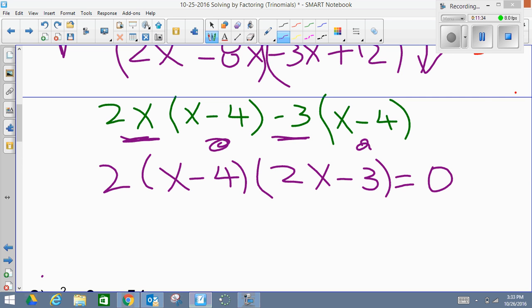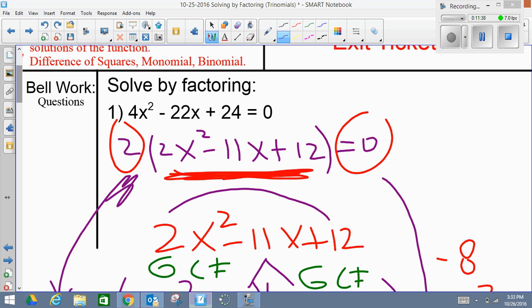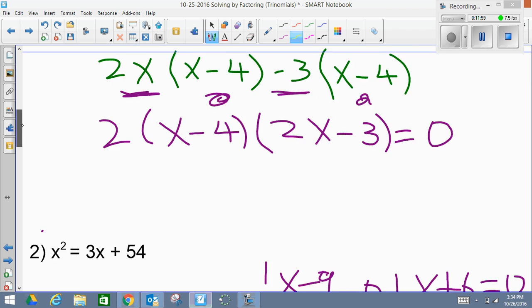Before we solve for x, I want to go back to the original problem. And I want to see which one is the highest exponent on my equation. 2, to the second power. My highest exponent is going to give me the number of solutions of this equation. Because I have a 2 as my highest exponent, that means I'm going to find two values of x. So let's look down at the bottom. How many factors do I have?